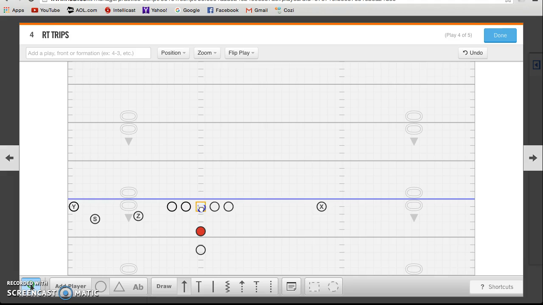So let's say we're trips to the boundary. This is where it gets a little bit cluttered. But just think about it. Let's start with the single guy. Single guy, first, what's the play?